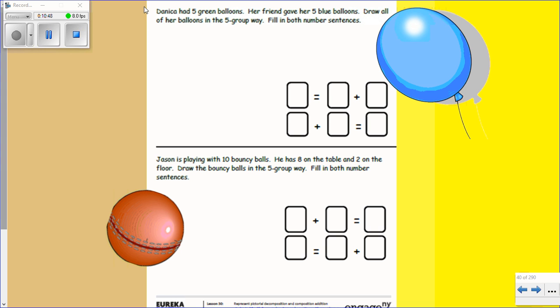If you need help reading the story problems, I'm sure there's a grown-up in your family that can help you, or a big brother or sister.